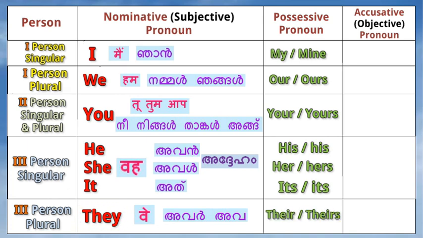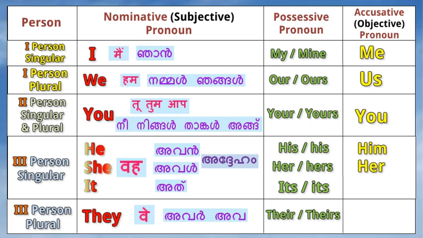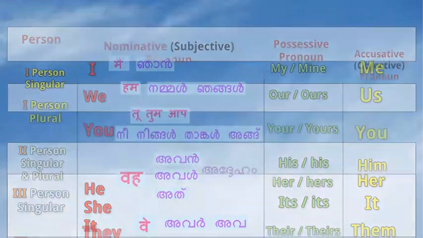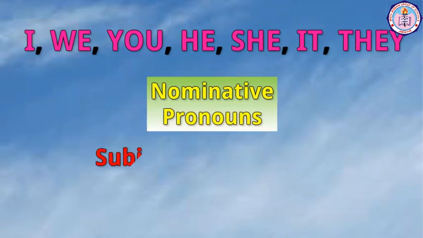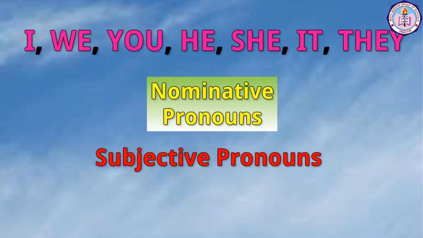Accusative pronoun of I is me. We is us. You is you only. He is him. She, her. It only, they, them. In short, I, we, you, he, she, it, and they are nominative pronouns or subjective pronouns, and they act the role of subjects.